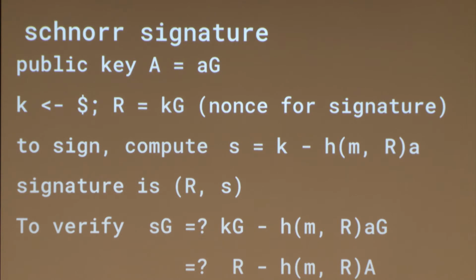To verify this equation, you just multiply both sides. You verify both sides of s equals k minus hash times a. You multiply both sides by g, so you get s times g equals k times g minus this hash times a times g. And k times g is just R, a times g is just big A, and this hash is all public information because it's the message and R, so it's publicly known. So once you've got S, to verify, you just multiply it by G and see if it equals that.